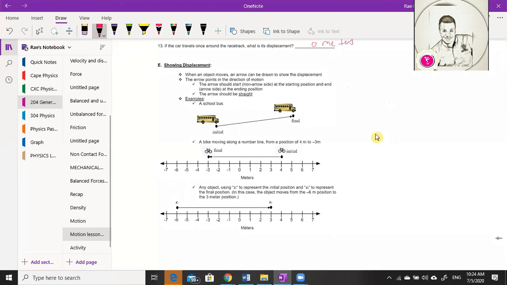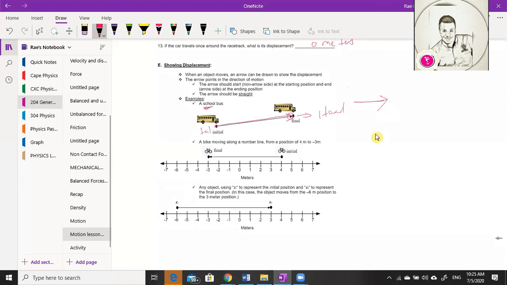But typically, you have a school bus right here. And I said in the last class that whenever you're dealing with vectors, you use an arrow to represent the vector. And that is what is happening here. From your initial point, this is going to be the tail of the vector, and this is the head of the vector. The head is going to have the arrow, which will show you the final direction. Take a ruler and draw a straight line to the final position, which is going to tell you the displacement.